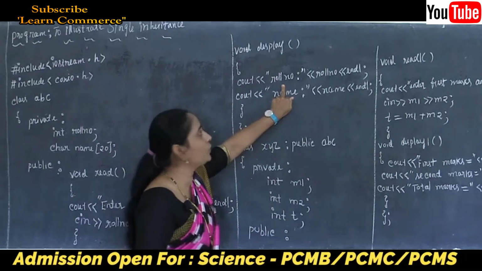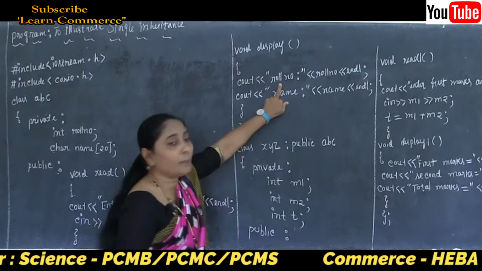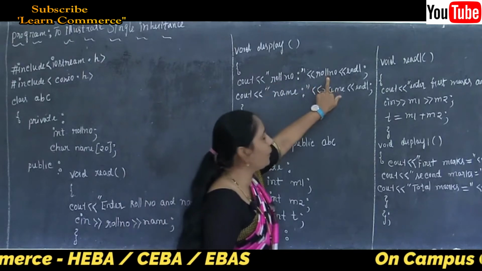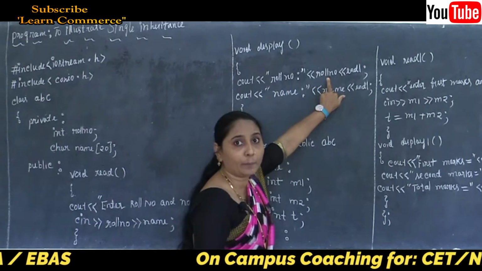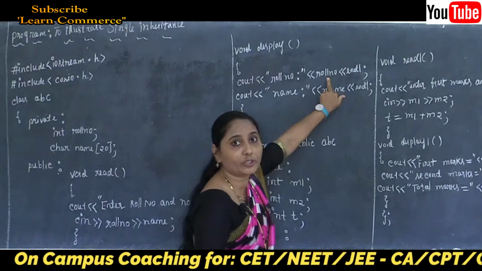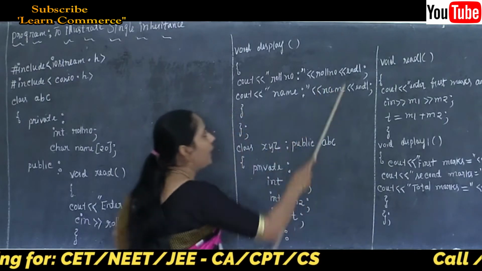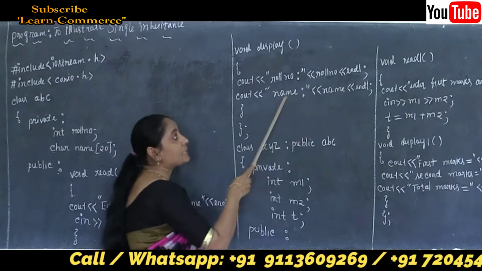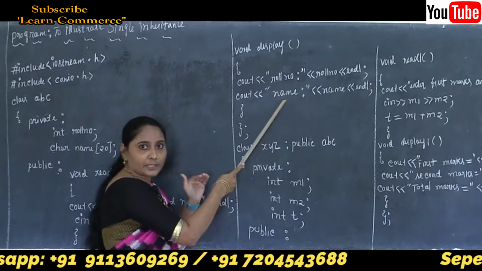So the information is the roll number. Since you used double quotation here, it is going to display as a message, but without double quotation, whatever value we provide to roll number is going to display on the monitor. And why? Because the second information I want to display in the next line. Clear this point here, in the next line.